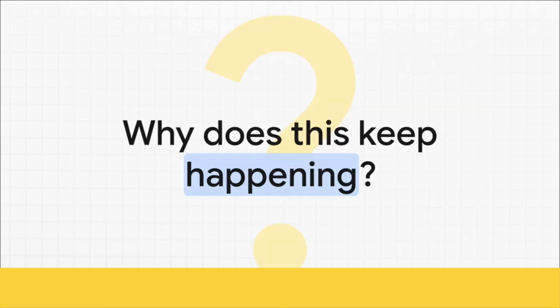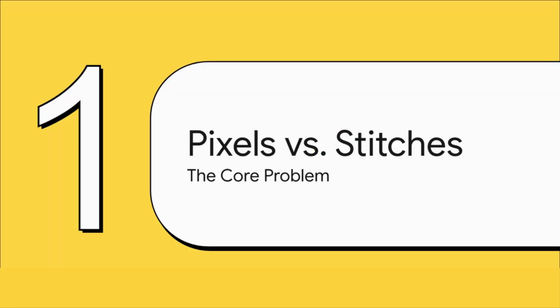The reason for all this frustration really just boils down to a huge misunderstanding of what these files actually are. You're not just changing a file name from .jpg to .jef. What you're really trying to do is teach a picture how to speak the language of stitches. And that gets us right to the heart of the problem: pixels versus stitches.